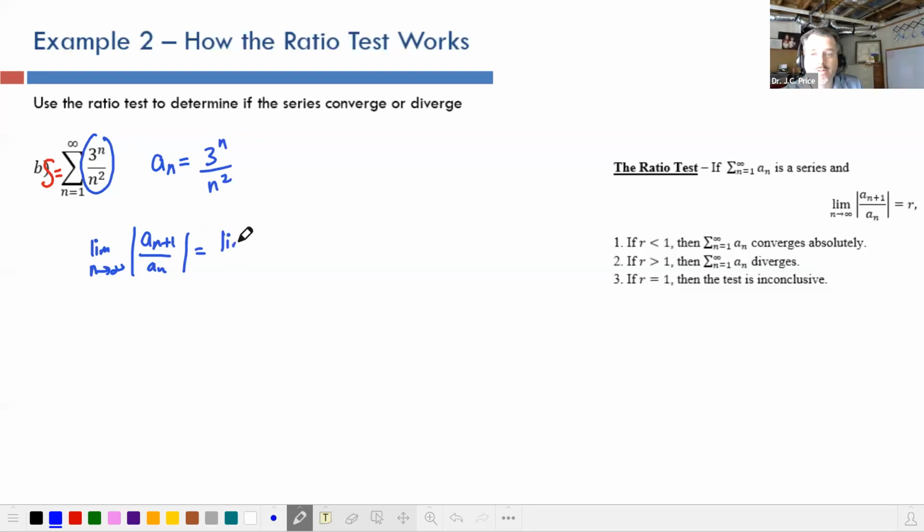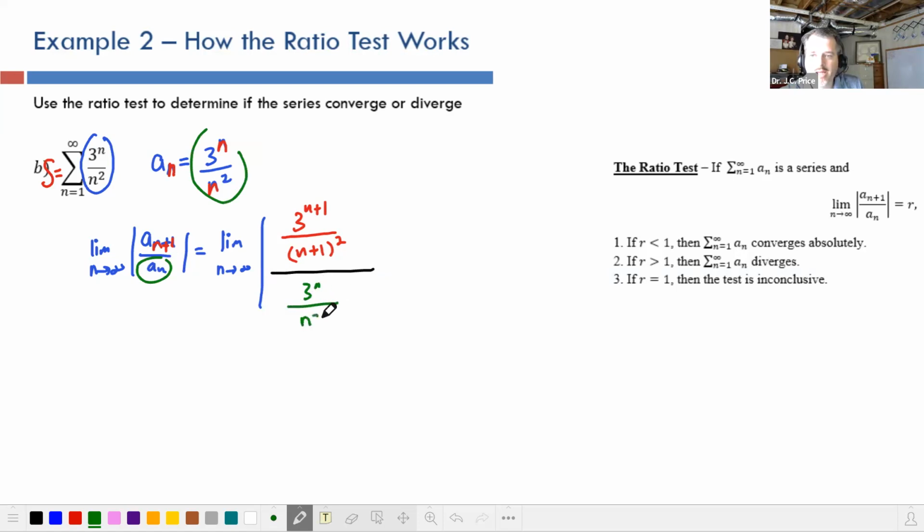So what is this equal to? So limit as n goes to infinity, we have the absolute value of what? So we're going to find a sub n plus 1. So wherever you see an n, you're just going to plug in an n plus 1 now. And so you have 3 to the n plus 1 divided by n plus 1 quantity squared. And then that's all divided by, and now you do the nth term here. And so you just copy this down. So 3 to the n divided by n squared. Let's close off that absolute value.